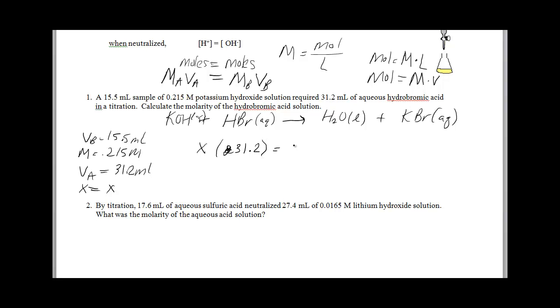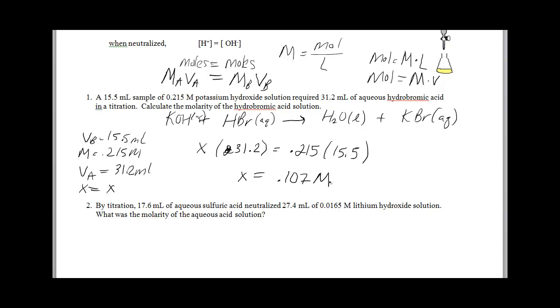What was the volume of my acid? 31.2 milliliters. What was the molarity of the base? 0.215. How much of that did I use? 15.5 milliliters. So then it just becomes easy math: 0.215 times 15.5 divided by 31.2. Notice that because I'm doing M1V1 equals M2V2, I can leave the volumes in milliliters as long as they're the same. When I divide that out, with three significant figures, 0.107 molar is my concentration. That's pretty much how it works with a 1-to-1, M1V1 equals M2V2.